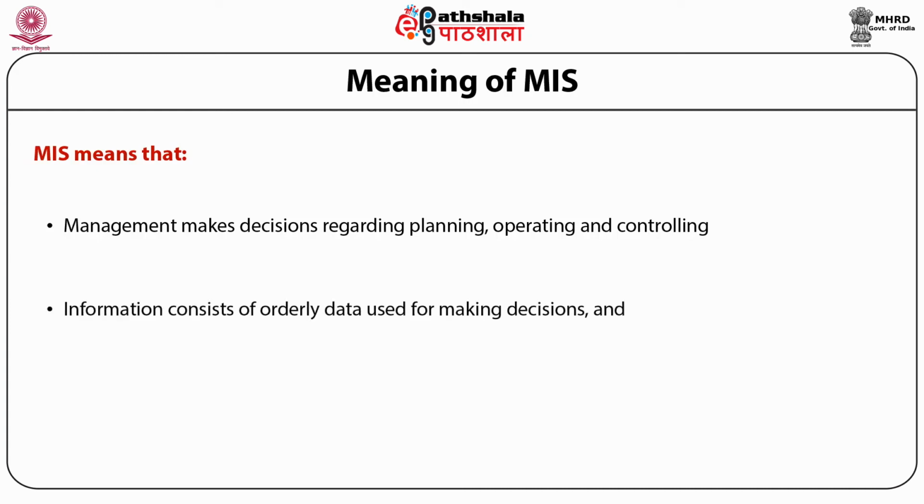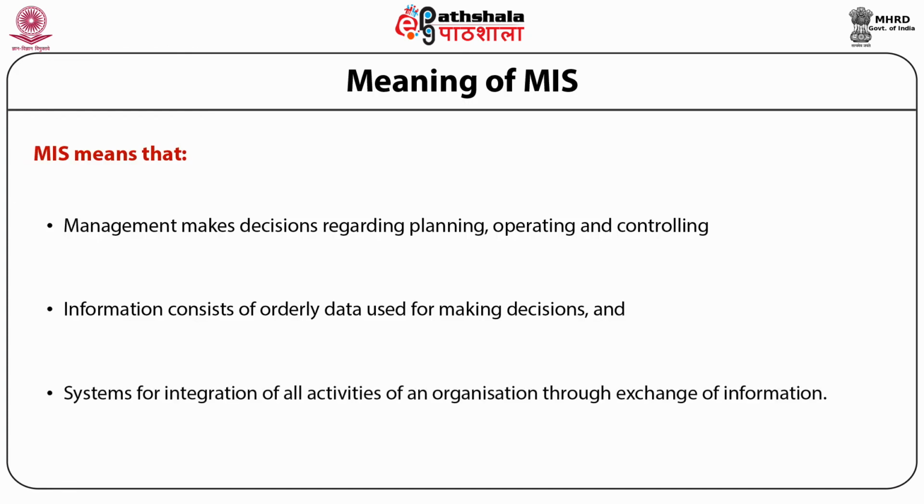Secondly, information. Information consists of orderly data used for making decisions. Information is considered a valuable component of an organization. Information is data that is processed and presented in a form which assists decision makers and consists of orderly data for making decisions.